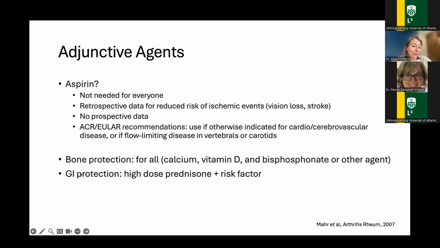We do, however, recommend that everyone who is getting more than 3 months of prednisone go on bone protection. So this would be pretty much all of our GCAs, and GI protection, recognizing that they are older and they will get a significant dose of prednisone.